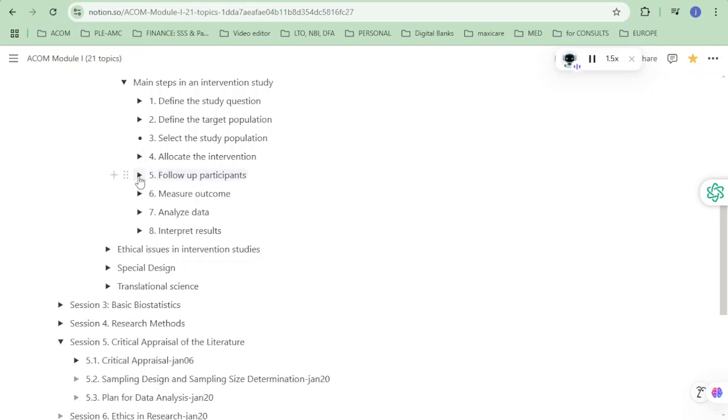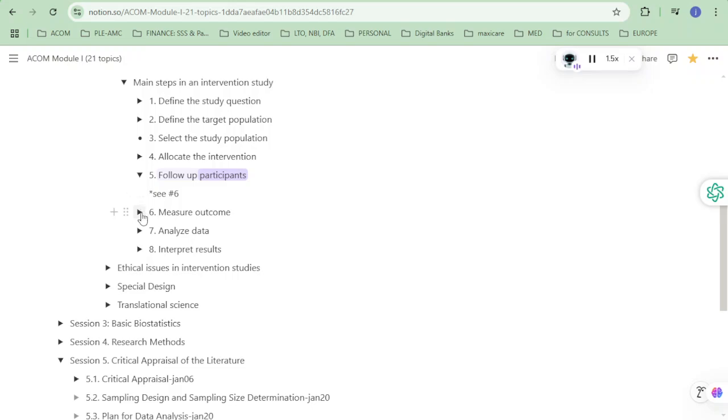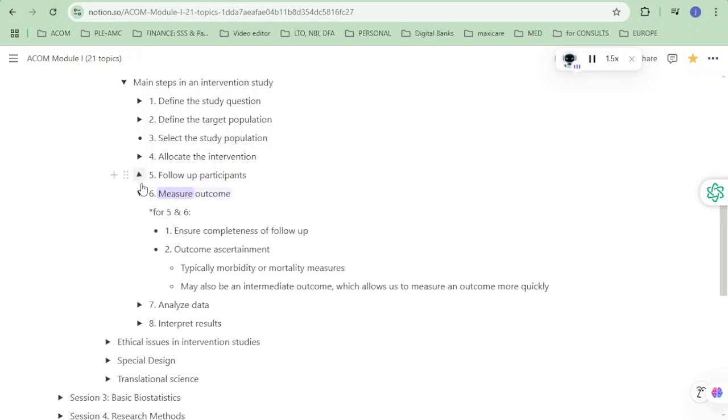5. Follow-up participants. See number 6. 6. Measure outcome. 4, 5 and 6. 1. Ensure completeness of follow-up. 2. Outcome ascertainment. Typically morbidity or mortality measures. May also be an intermediate outcome, which allows us to measure an outcome more quickly.